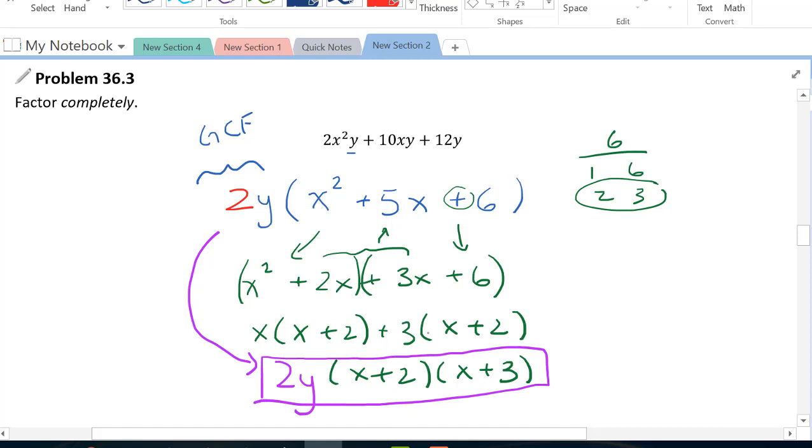Okay? So again, what do we do for this problem? All right, you first factor out the GCF first, right? Then you see how we're going to factor it, right? 3 terms, I use AC method. Okay, let's look at another problem.